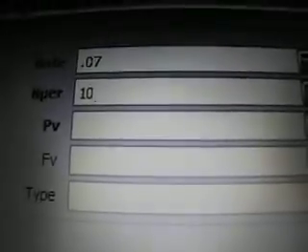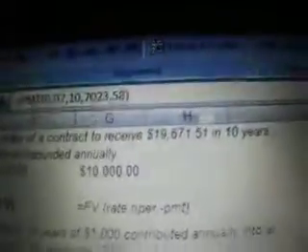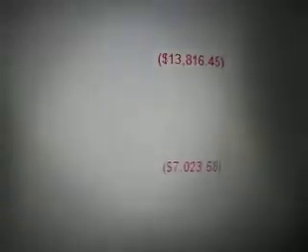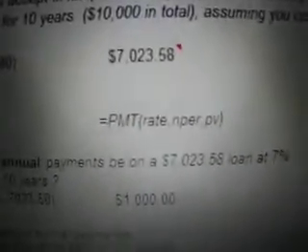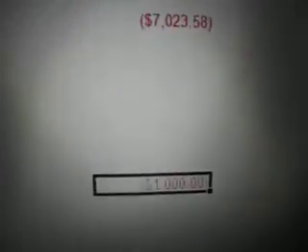folks, we just did that wonderful PV. That indeed is the case. So we are going to put in 7,023.58. Click OK, and our annual payment should be $1,000. Everybody okay with computing the payment? Okay, great.